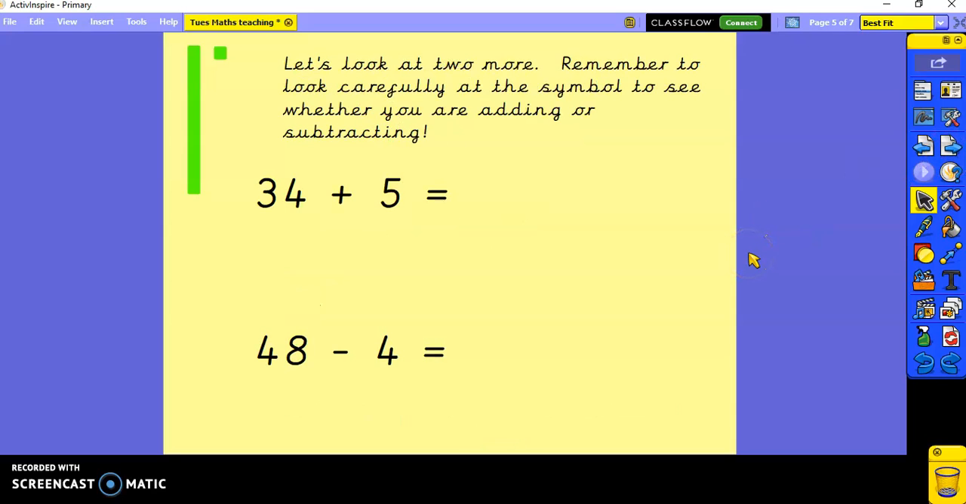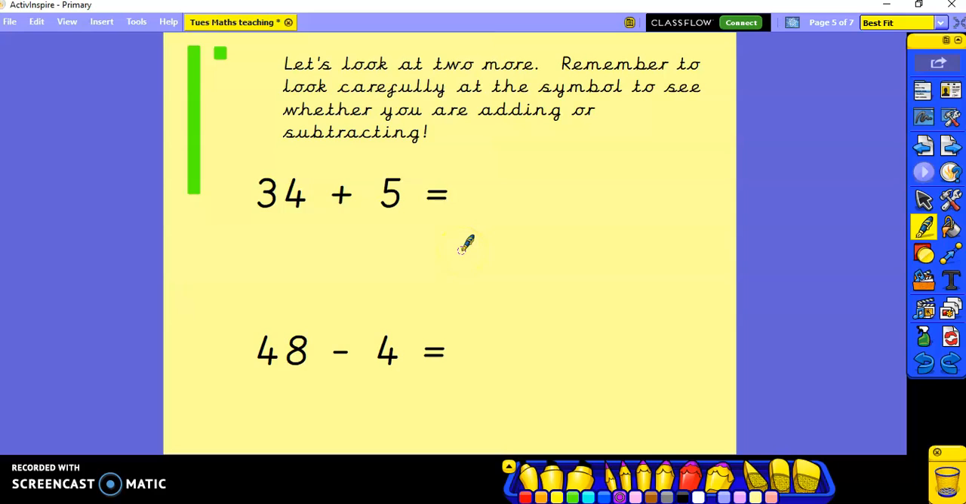So I've got 2 here for you to have a go at. So you'll be able to pause the video in a minute. So let's look at 2 more. Remember to look carefully at the symbol to see whether you are adding or subtracting. So look really carefully at this sign in the middle because we don't want any mistakes. So pause your video now and you can have a chance at working out on your whiteboard or your pens and paper.